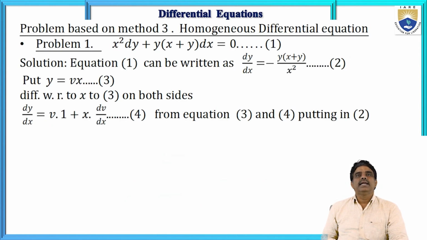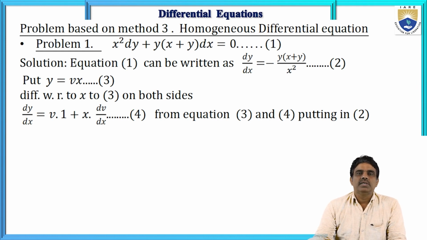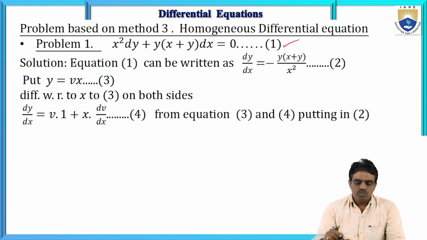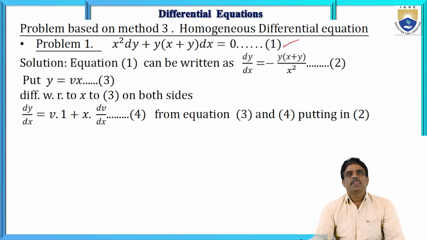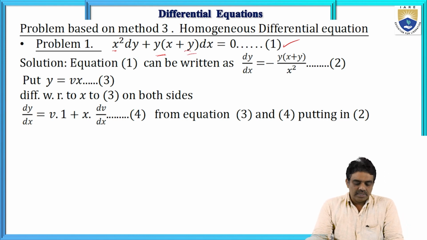So in the next slide, this is an example of how to solve a homogeneous differential equation. The given equation is x square dy plus y into (x plus y) dx is equal to 0. It is a homogeneous differential equation because all the terms in the given differential equation are of the same degree: x square is degree 2, y into x is degree 2, y into y is degree 2.